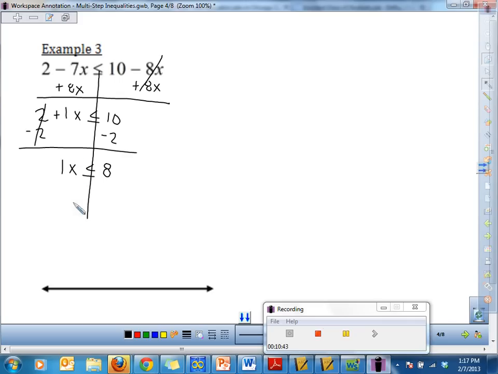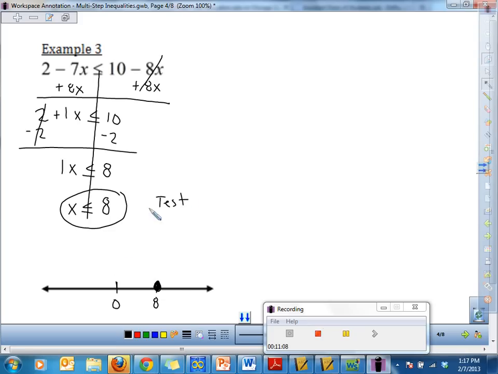Now, I need to ask, is my x alone? It does have this 1 in front of it, but 1x is the same as an x by itself. So my inequality, or my solution, is x is less than or equal to 8. Go ahead and graph that. Here's 0, here's 8. I need to use a closed dot because we're using "or equal to."